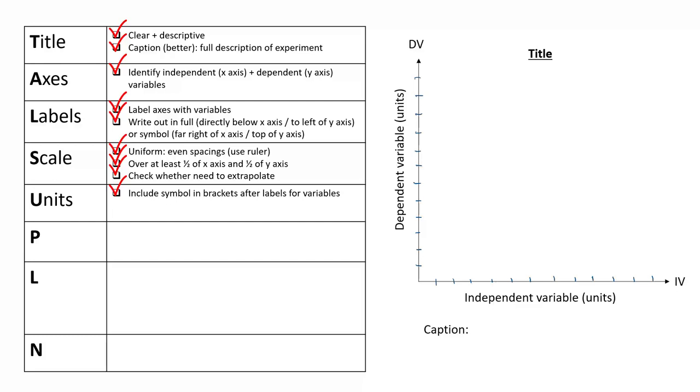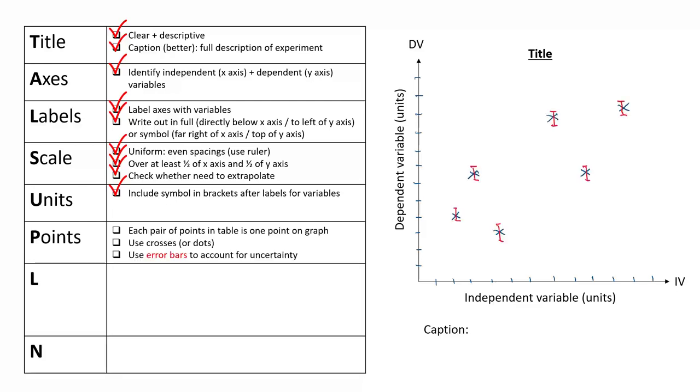We then move on to plotting the points. Each pair of data presented in the table contributes to one point on the Cartesian plane, which are plotted on the scaled axes that we have drawn. In this video, we are going to use crosses to mark the points to minimize error. However, you may also see points plotted using dots. It's worth checking with your teacher to see which method they prefer.